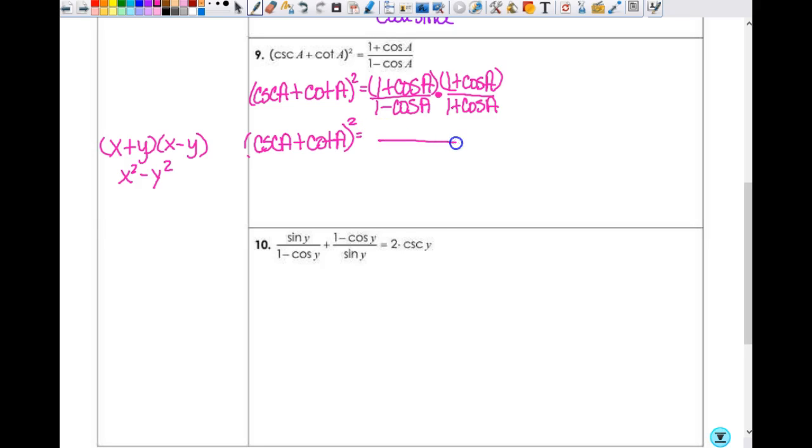But the numerator, instead of making it complicated, I can just make it 1 plus cosine A, quantity squared, right? In the denominator, the whole reason I chose that one was because that's going to give me a difference of squares. So I'm going to go ahead and multiply that out and get my 1 minus cosine squared A. Everybody good so far? Any questions?